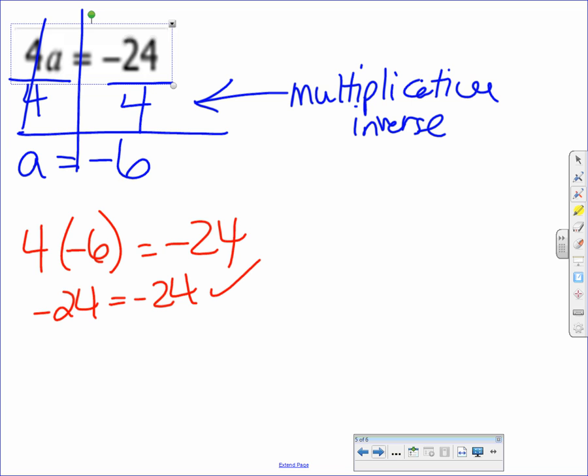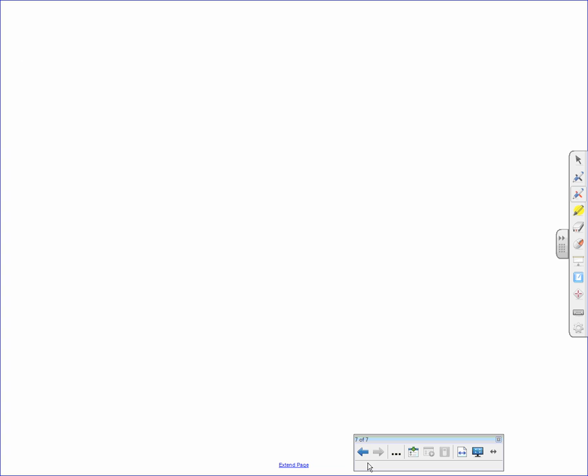Okay. Some of you may say, well, I don't need to show those steps to figure that out. You actually do, because we're going to go into two-step and multi-step equations. If you don't show your steps now, you'll be out of habit and have to show them later.